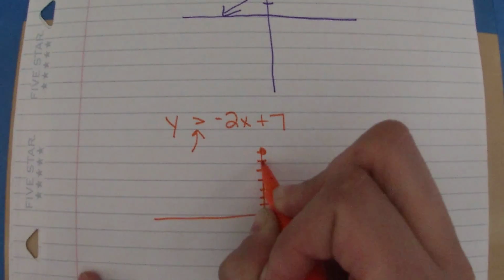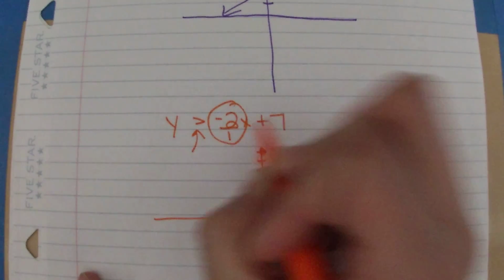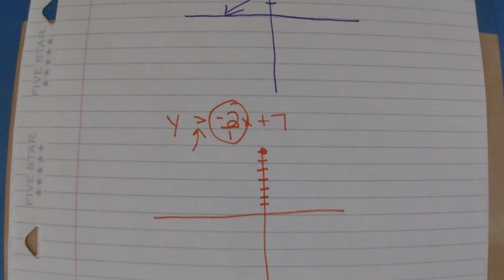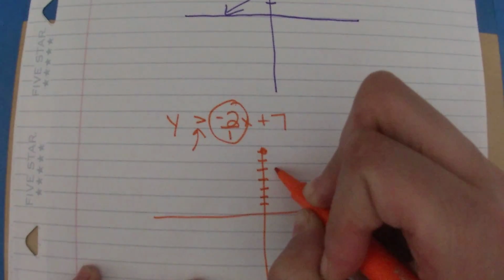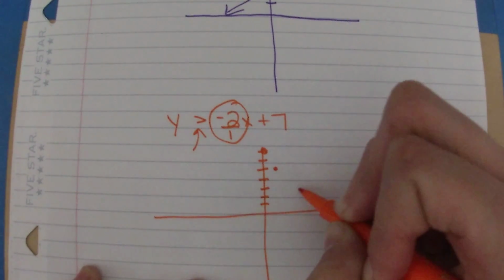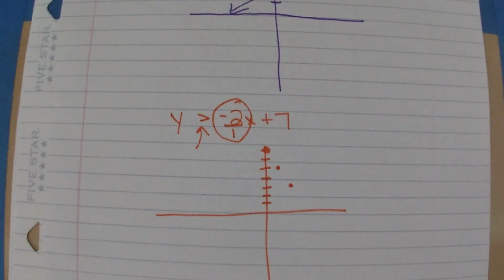1, 2, 3, 4, 5, 6, 7. And then our slope is negative 2. Slope we always want in a fraction format, so I'm putting that over 1. So it's to go down 2 over 1. Down 2 over 1.